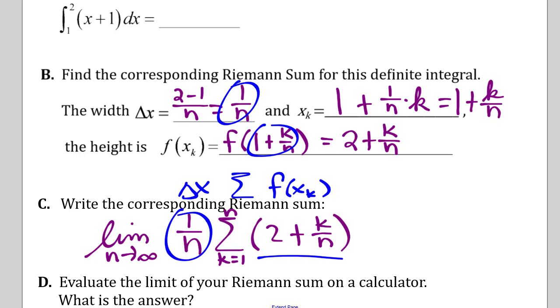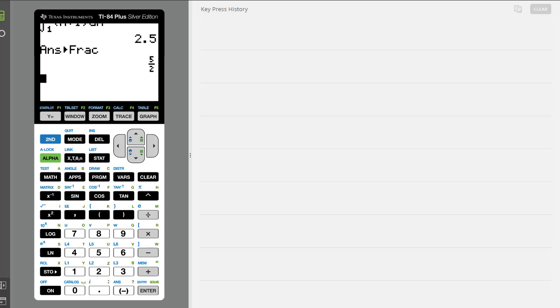Now it says evaluate the limit of your Riemann sum on a calculator. What is the answer? Let's take a look at how we'll be able to do that. On our calculator, we're going to go to y equals, and we're going to use summation notation, which our calculator has, to look at a pattern to evaluate the limit. Since we're talking about the limit as n approaches infinity, we're going to put in larger and larger values for n to see if we can detect any pattern or behavior. So the limit piece we're going to do manually. What we really want to look at is the summation.